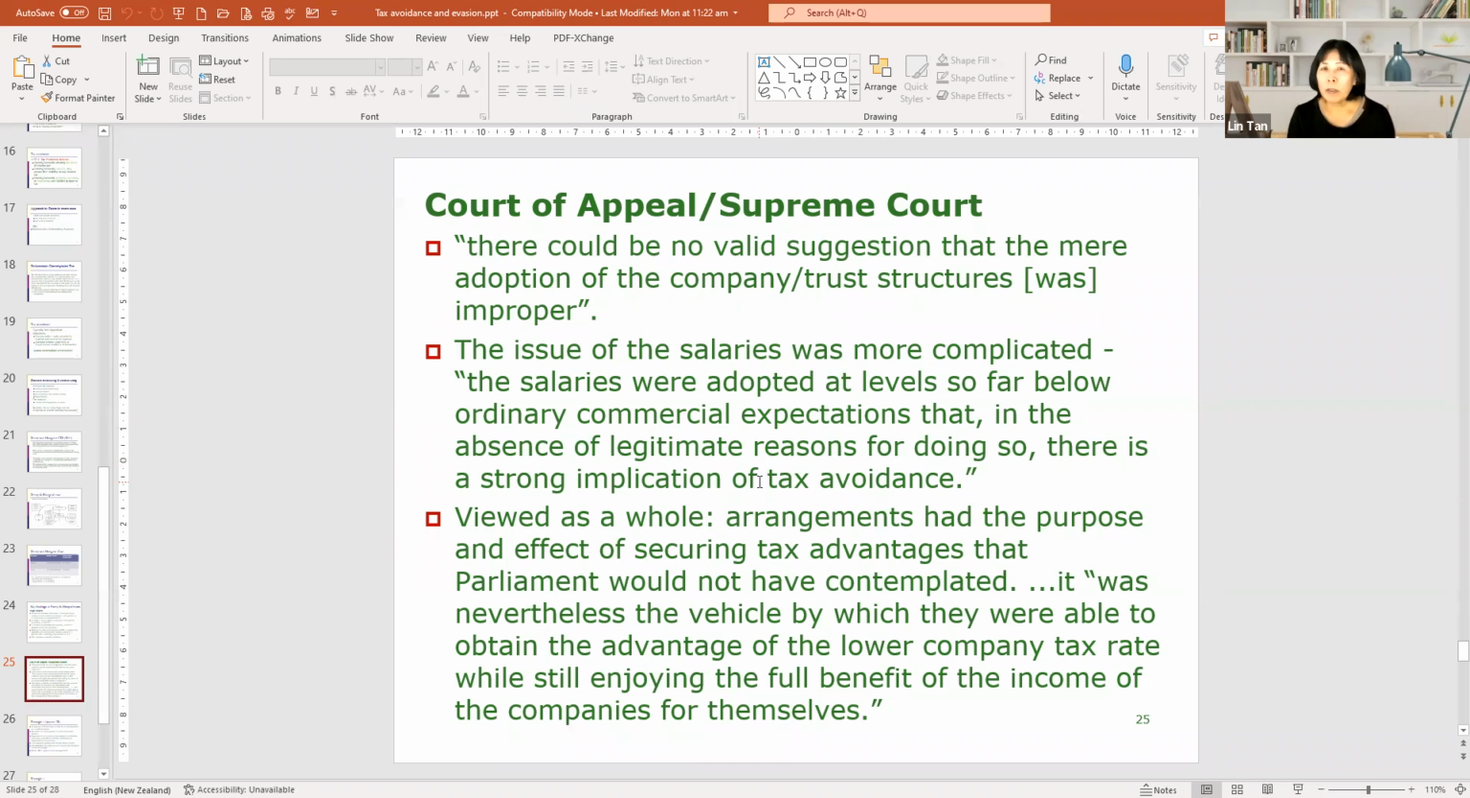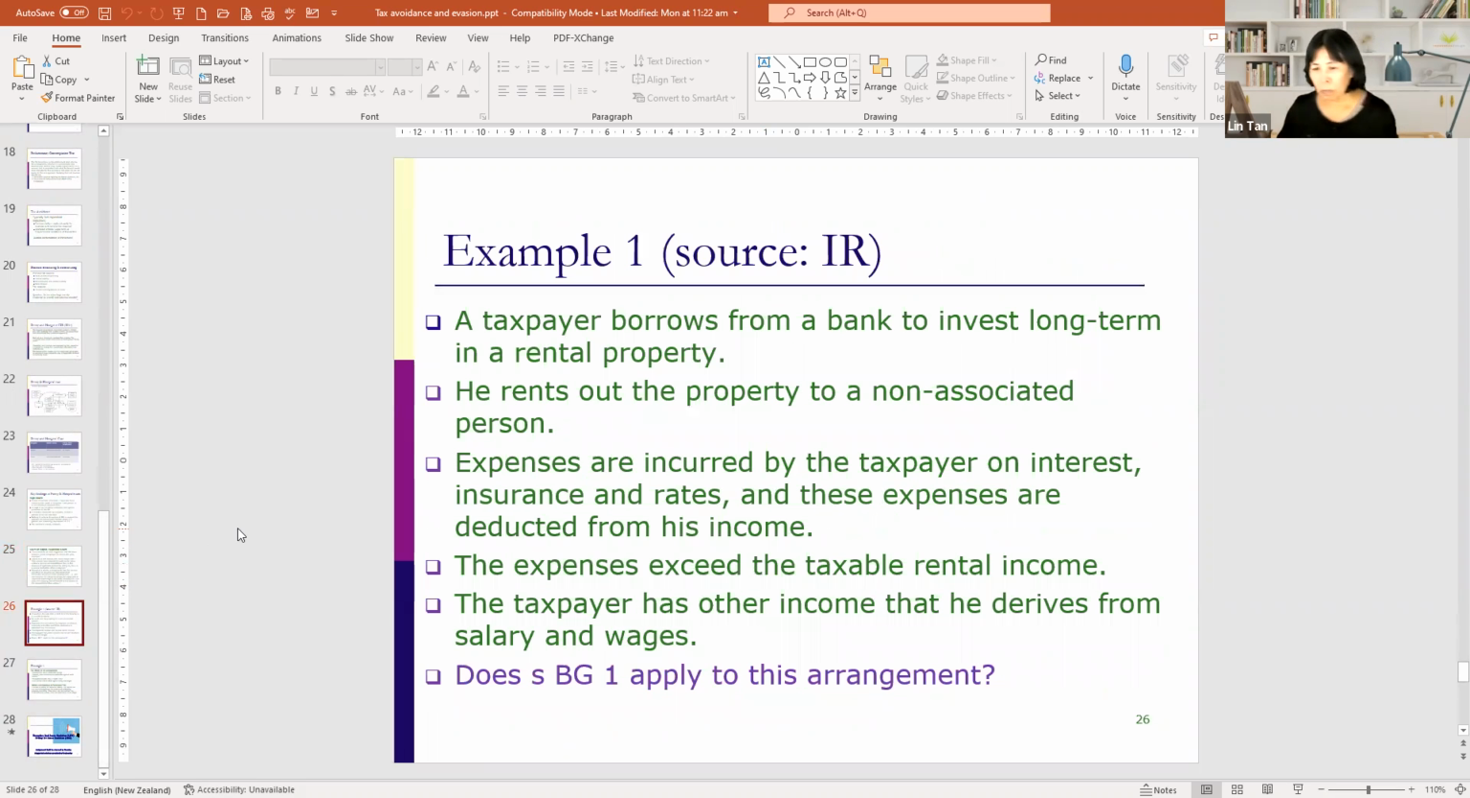So they incorporate the company so that the company can pay them a very low salary. And therefore, they say, we accept that it is a corporate structure, but we don't accept the payment of a very low salary because it is not within the contemplation of Parliament. And therefore, in this situation, it is regarded as a tax avoidance arrangement.